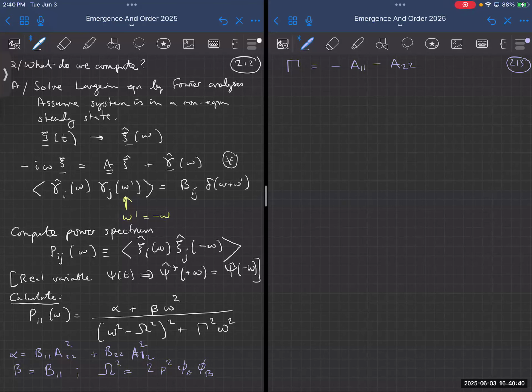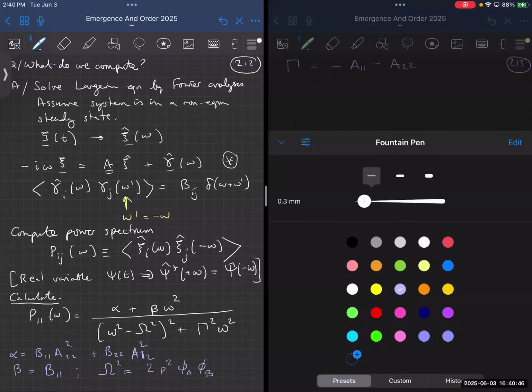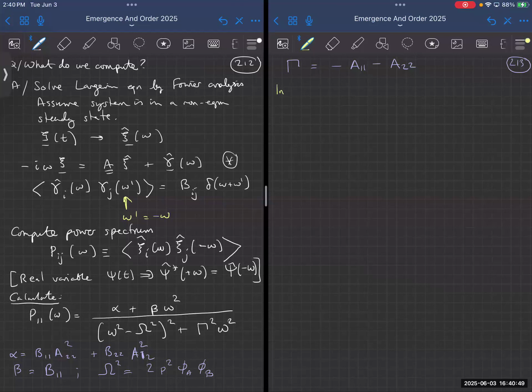Okay, so we've now calculated the power spectrum. So how do we interpret it? Now let's discuss the interpretation. Some of you should be thinking, I've seen something like that before. And you have. What I'm going to show you is that this is a damped harmonic oscillator.